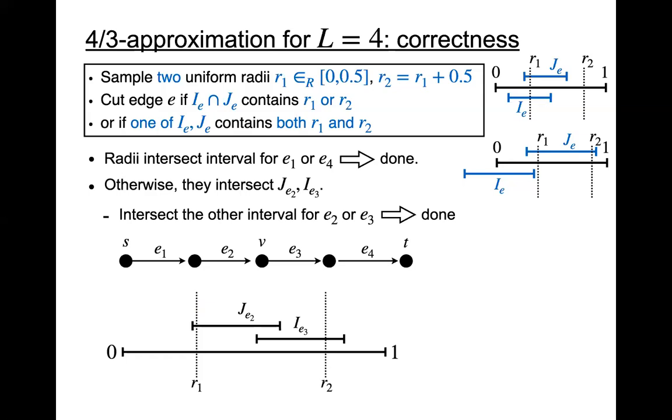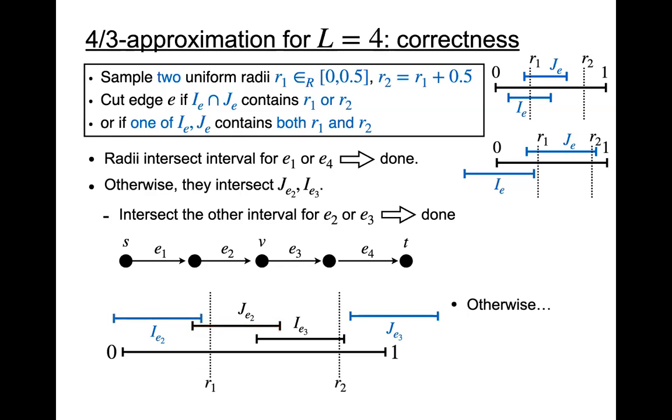And now each of these edges also has an additional interval associated with it. So if the radius which cuts that interval also cuts the second interval corresponding to that edge, then by the first criterion, we would cut that edge. So for example, if R1 intersected both IE2 and JE2, then we would cut E2 and we'd be done. So finally, assume that this also doesn't happen.